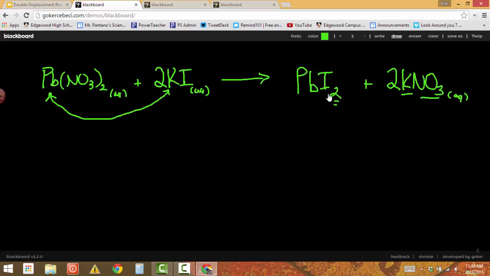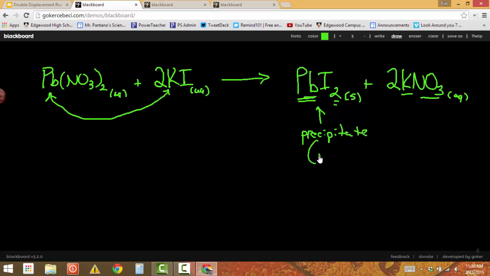What about lead 2 iodide? Well, it contains iodide, which is one of the halide ions. The halides are soluble unless they are with silver, lead 2, or mercury 1. Well, this iodide is with lead 2. That's one of the exceptions in which it's not soluble. It's actually a precipitate. So this is my precipitate in this reaction.